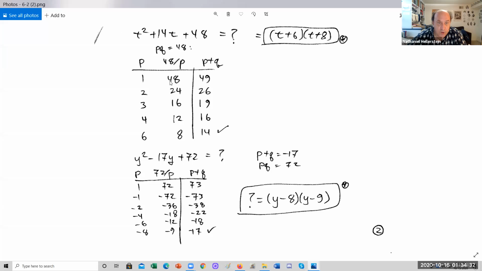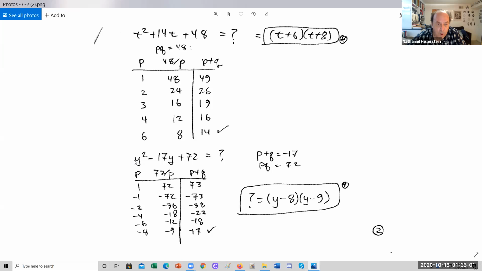P is 1, q is 48, the sum is 49. Too big. 2 and 24, sum is 26, closer but not there. 3 and 16, 19, not there. 4, 48 over 4 is 12. 4 and 12 is 16, almost there. If p is 6, then 48 over 6 is 8, and these sum to 14, and there you go. So we put 6 and 8 here and here. This equals t plus 6 times t plus 8.